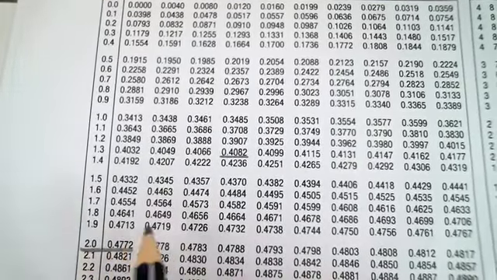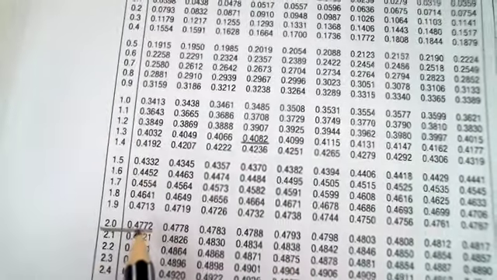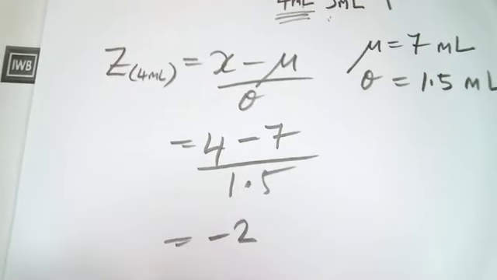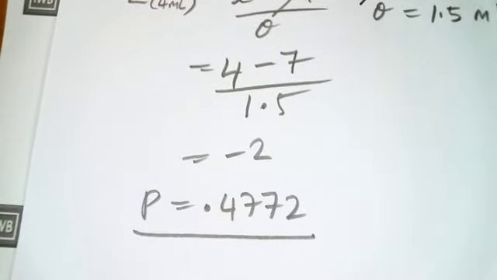There is our 2. And of course, it's exactly 2.0. Here's the 0, 0, 0. And 2 is 0.4772. So the probability we're going to deal with is 0.4772. And that's the first one.